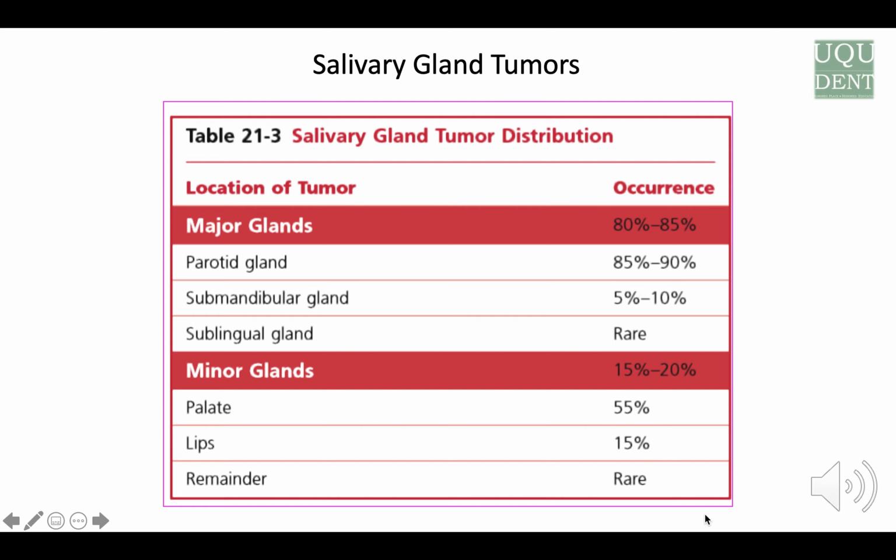Salivary gland tumors, there is a rule called the 80-20 rule. What does that mean? It means the major glands include 80% of the salivary gland tumors. The minor glands include 20%. From the 80% in the major glands, 80% happen in the parotid gland. Then the submandibular has 5 to 10%. In the sublingual gland, it's very rare. In the minor salivary glands, the palate consists of 55%. Then the lips, then the other areas, which are rare.